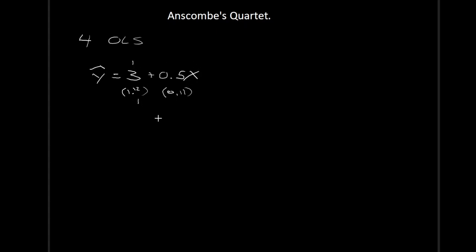Same coefficient and same standard error means we'd have the same p-value attached to whether these are significant or not. We'll go one step further. Each of these four models has the exact same r squared of 0.67. How do we interpret that? That's saying that 67% of the variation in y is explained by variation in x. So, four models, all with the exact same results.